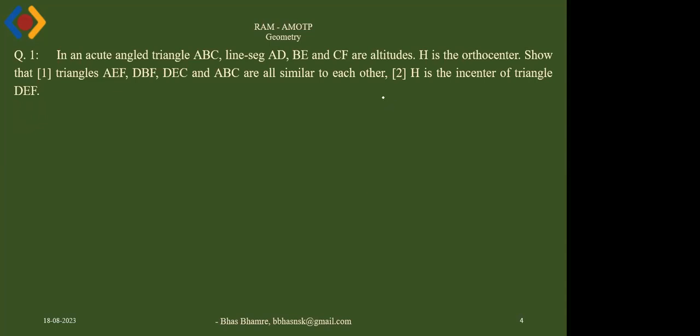So I would like to draw the figure. I am not good at drawing, so if I miss something, just try to understand that. So this is our triangle ABC. AD is the altitude.